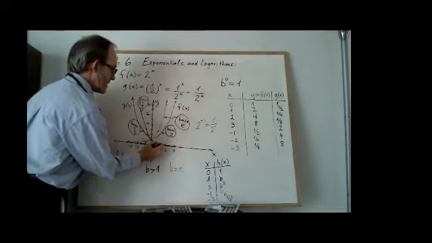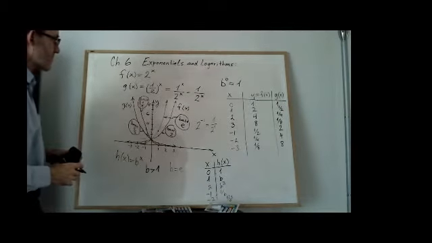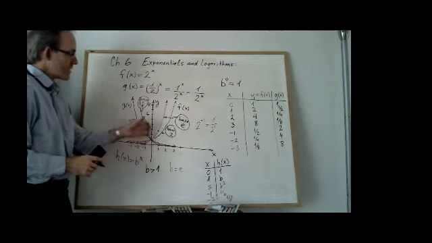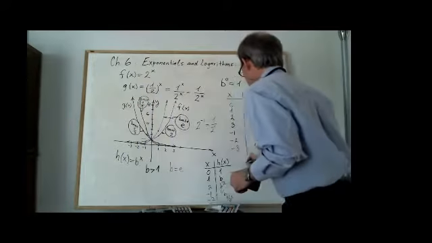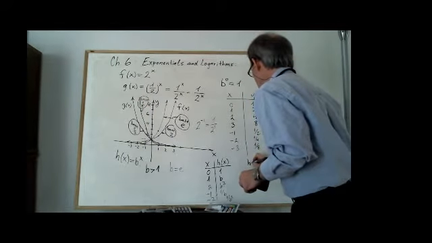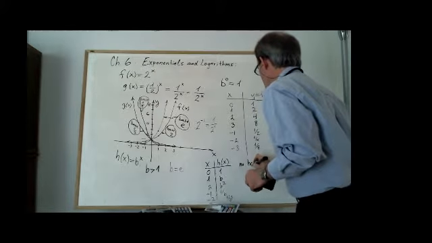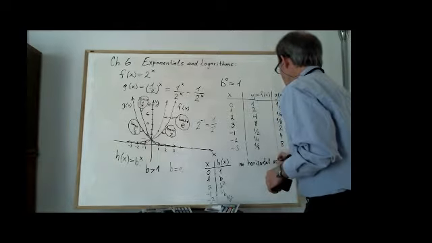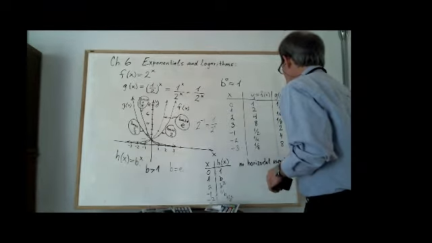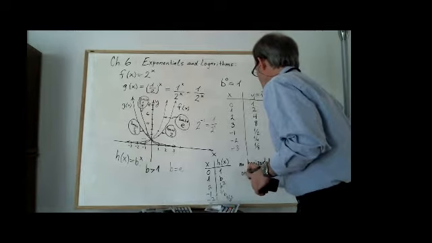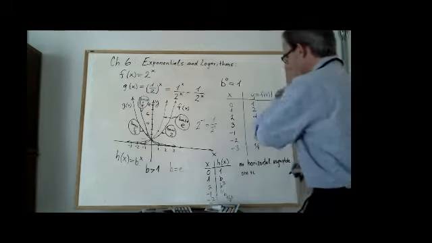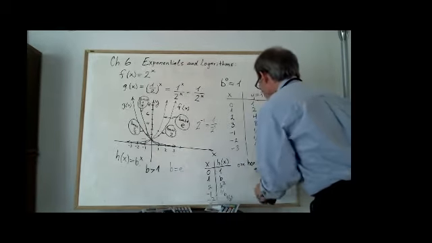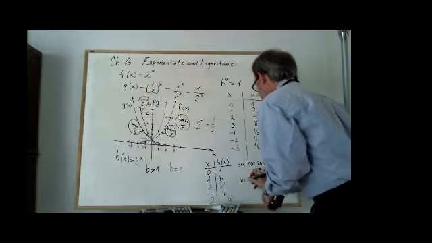Now, in all these cases, what I have in common is that there are no vertical asymptotes, sorry, the other way around: one horizontal asymptote, namely y equals 0, and no vertical asymptotes.